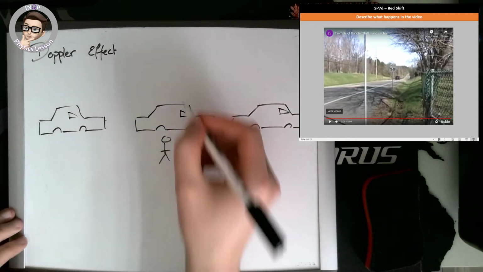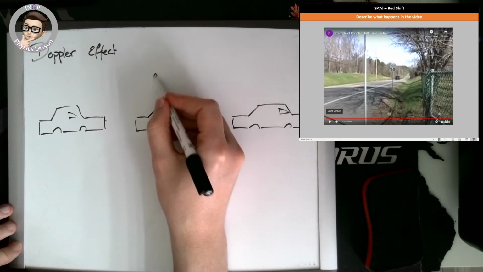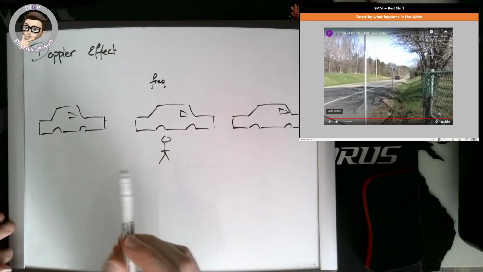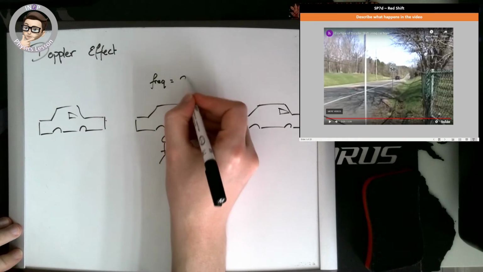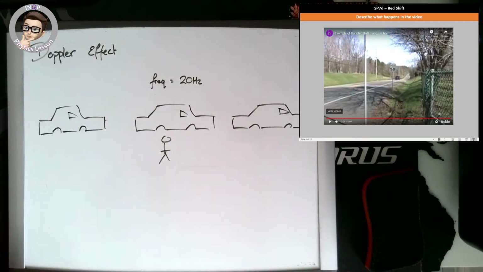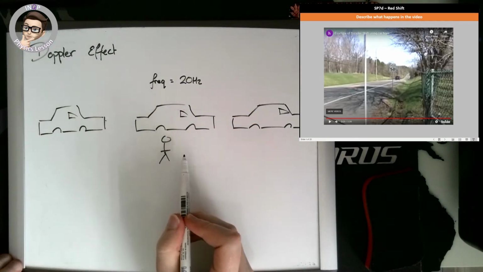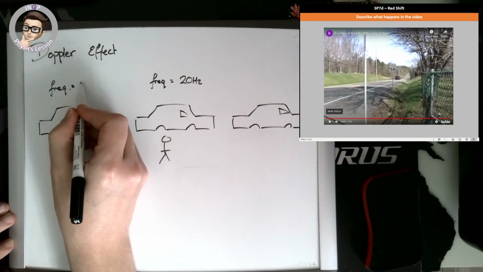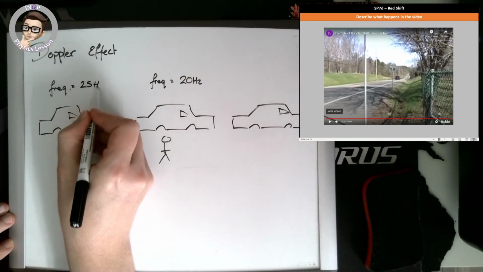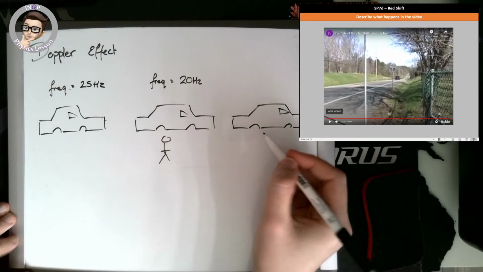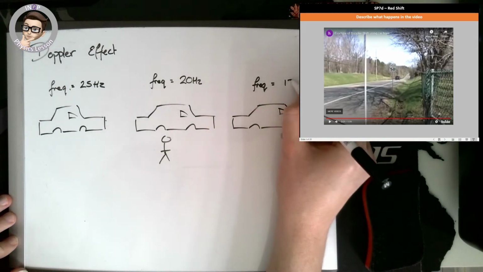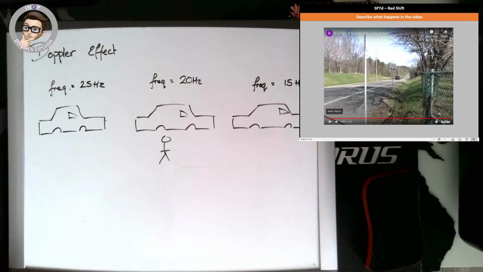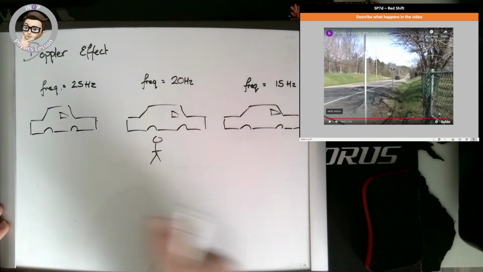So in the centre, we know that the frequency would be the same as if the person was stood with the car. So let's say that frequency was 20 hertz. And as the car approached, the frequency was 25 hertz. And as the car went past, the frequency of the horn was in fact a little bit lower. So we've got 15 hertz. Now, why is that happening?